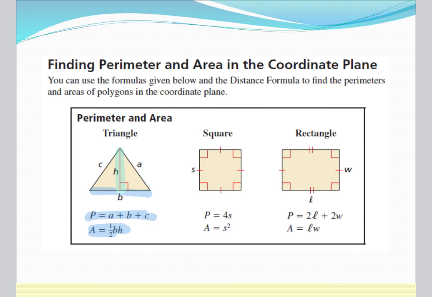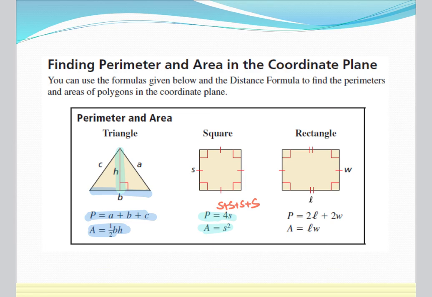The square is next. So the area is either side squared or length times width, which would both be the same if it's a square. And the perimeter is 4s or s plus s plus s plus s because that gives you the same thing. Just add up all the sides. So no matter what the polygon is, perimeter, you add up all the sides. These are just special ones that you can use shortcuts for.